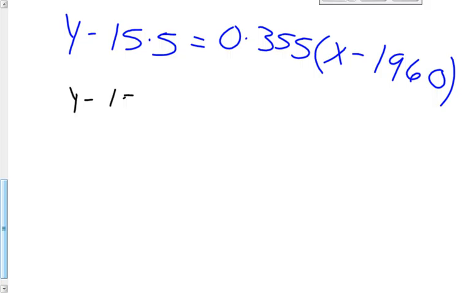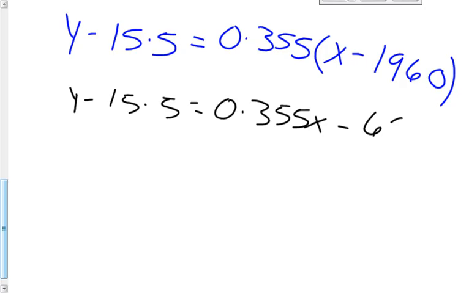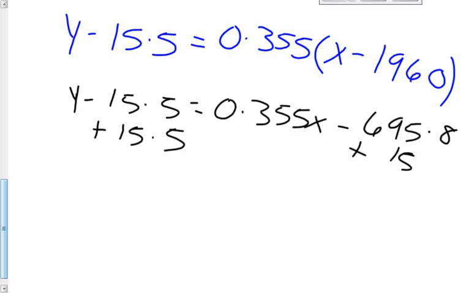y minus 15.5 equals 0.355x minus 1960 times 0.355. That number, looking at my notes, is 695.8. Okay, and now to get y all by itself, we have to add this 15.5.